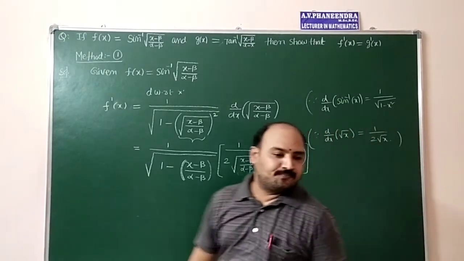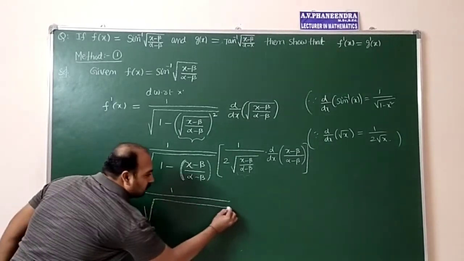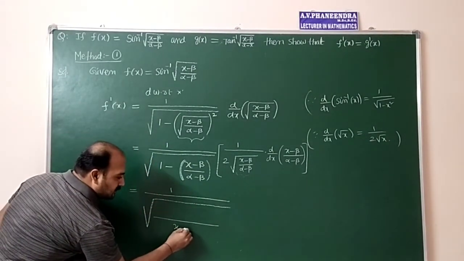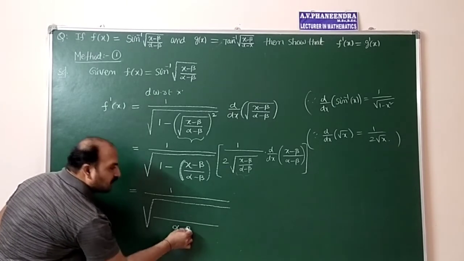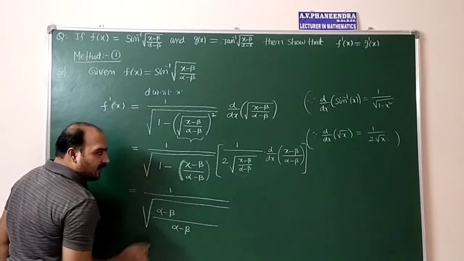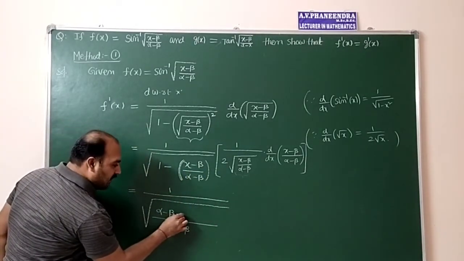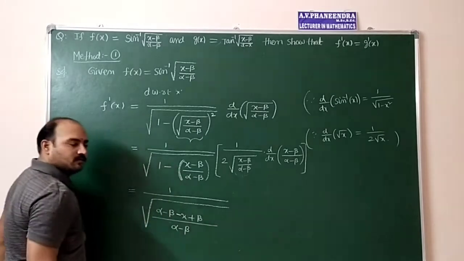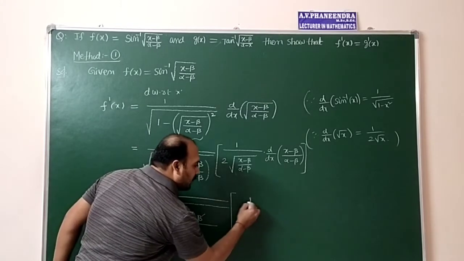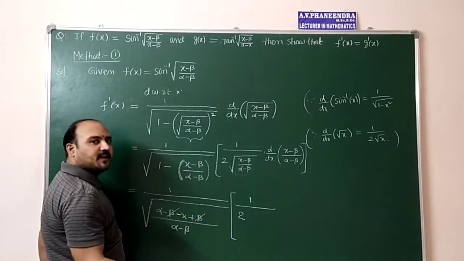In the next step, which is equal to 1 by square root of, here take LCM in the denominator, alpha minus beta. Alpha minus beta into 1, alpha minus beta. Each and every term of the numerator, alpha minus beta, how many times it is divisible? One time. 1 into x minus beta into minus. So minus x plus beta. So minus beta plus beta get cancelled, into 1 by 2 into root a by b. We can write it as root a by root b.